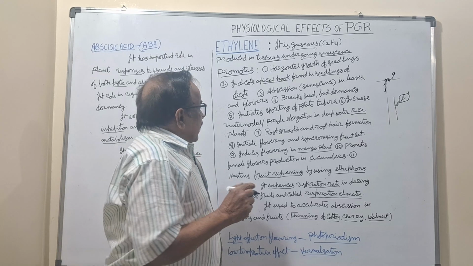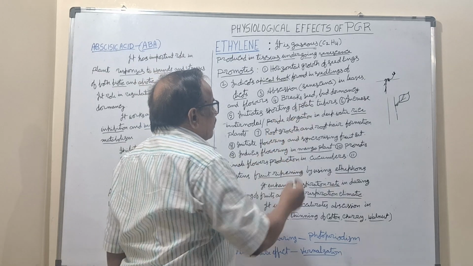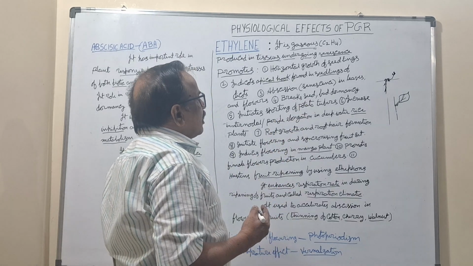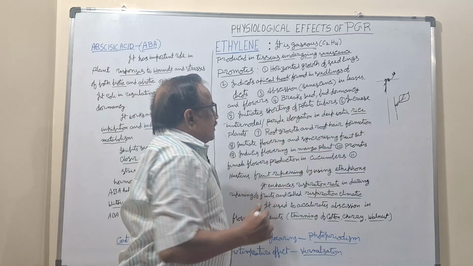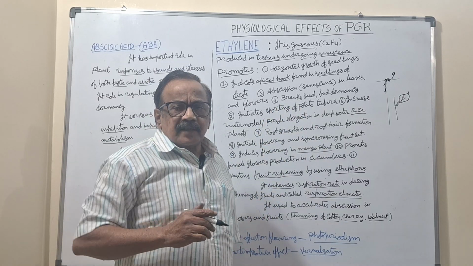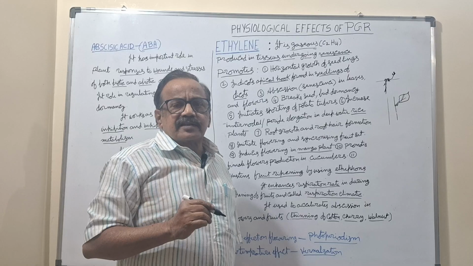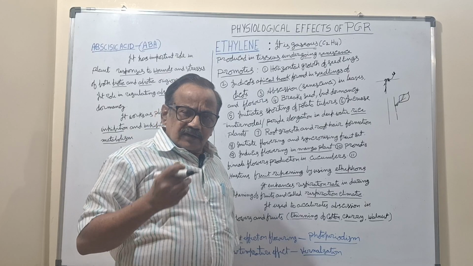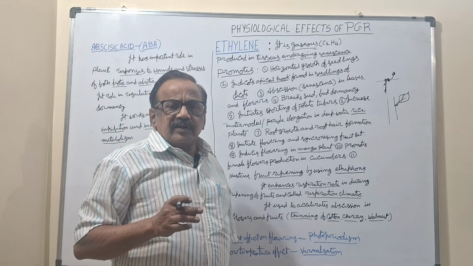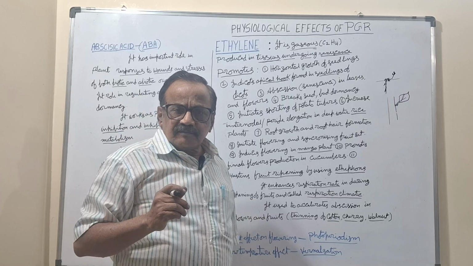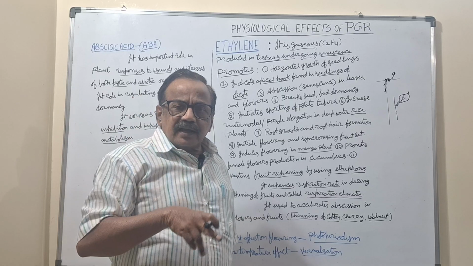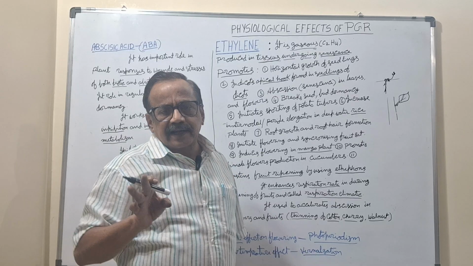And then next will be breaking seed and bud dormancy. Here, breaking the seed dormancy. For example, some seeds, even the matured seed, won't germinate immediately for a few days or a few months. At that time, if you spray this ethylene, it will break.